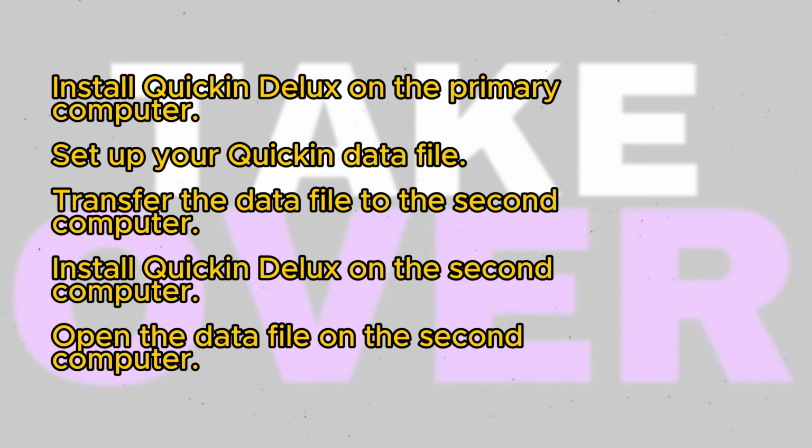Let's dive in. Step 1. Install Quicken Deluxe on the primary computer. Visit the Quicken website and download the Quicken Deluxe software. Follow the on-screen instructions to install it.